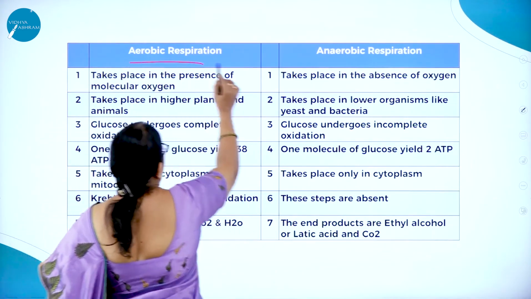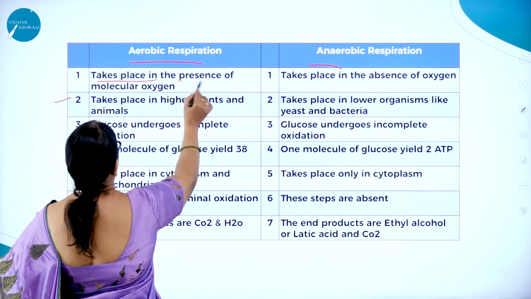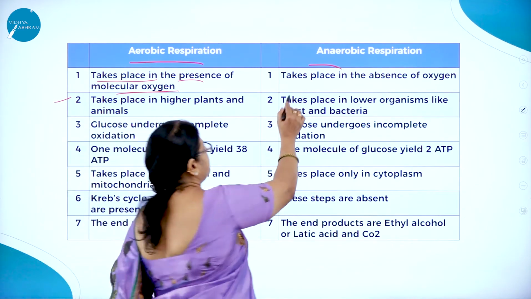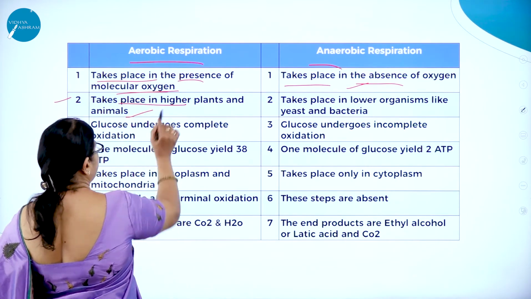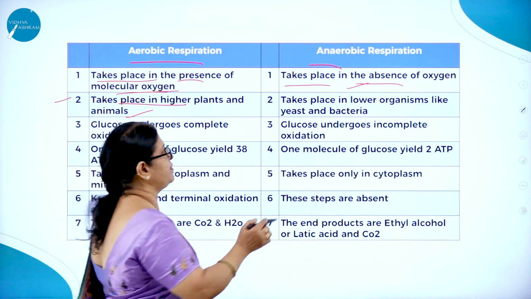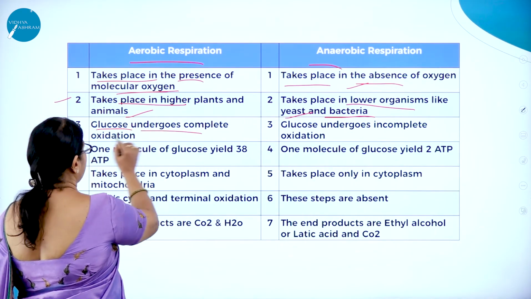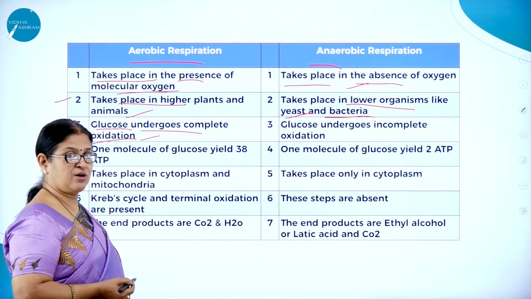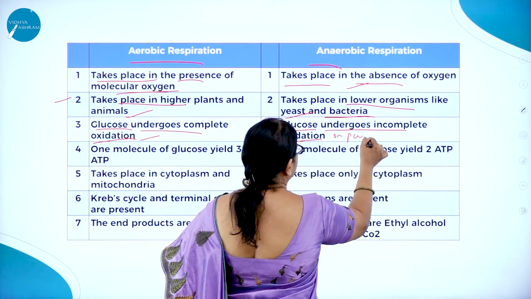Then let us see the difference between aerobic respiration and anaerobic respiration. Aerobic respiration takes place in the presence of molecular oxygen, hence it is called aerobic respiration. Anaerobic respiration takes place in the absence of oxygen, hence it is called anaerobic respiration. Aerobic respiration takes place in higher plants and animals, whereas anaerobic respiration takes place in lower organisms like yeast and bacteria. Glucose undergoes complete oxidation in aerobic respiration, whereas in anaerobic respiration it undergoes incomplete or partial oxidation.